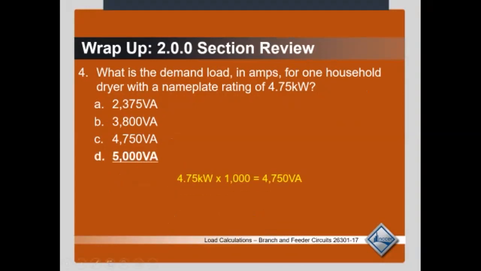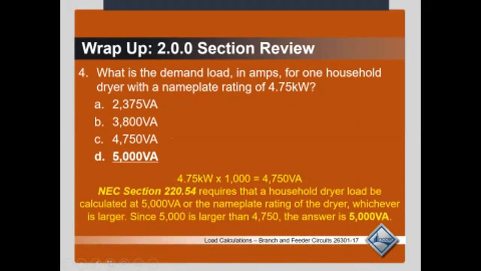That is correct. 4.75 times 1,000 equals 4,750, or 5,000 volt amps, whichever is larger. Yep. Nameplate, whichever is larger, right?